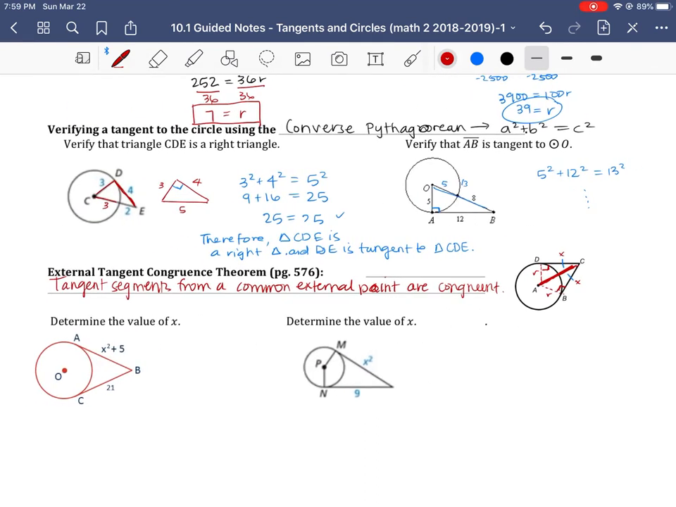Again, if we were looking at this, we would just say, okay, well, it tells us that both lines are tangent, so we know that this piece must equal this piece, so we would say x squared plus 5 is equal to 21. Now, if that's the case, then we subtract. So this is a lot like the ones we were doing in the last unit with our parallelograms. 21 minus 5 gives me 16. If I square root both sides, x is equal to plus or minus 4.